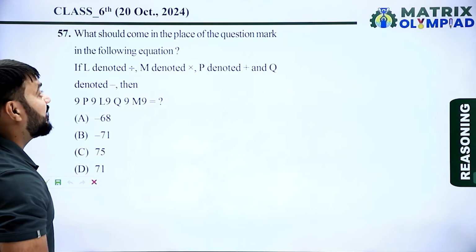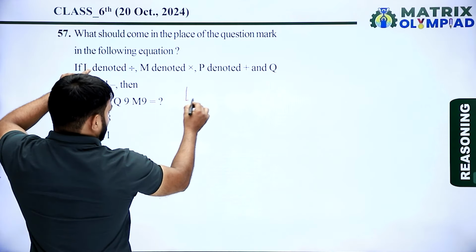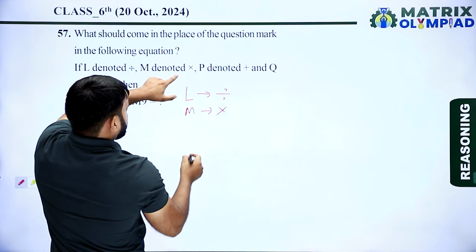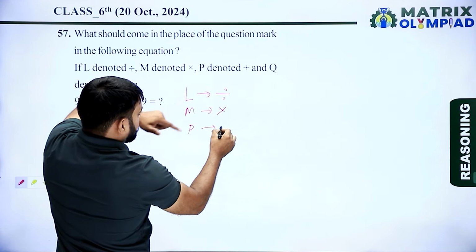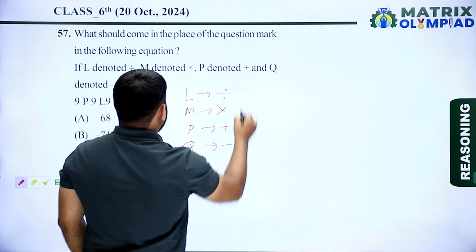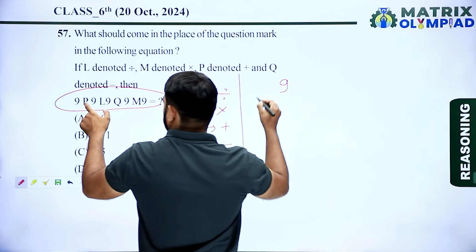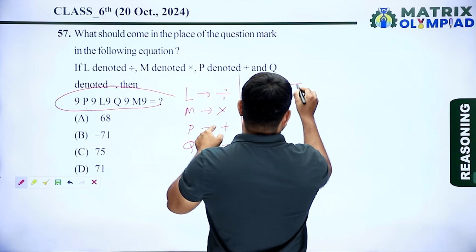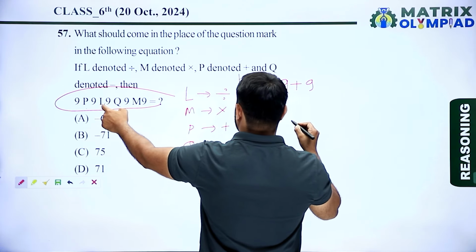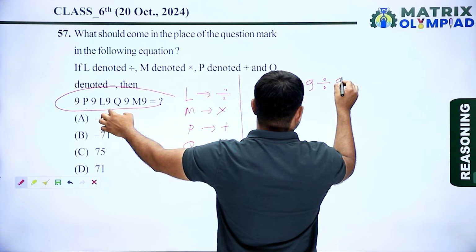What should come in the place of question mark in the following equation? If L denotes divided by, M denotes multiply by, P denotes plus, and Q denotes minus. So now find the value of the given equation. So the equation is 9, P means plus, again 9. After 9 next is L. So L means divided by 9.